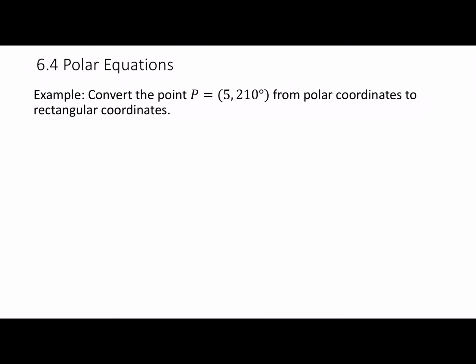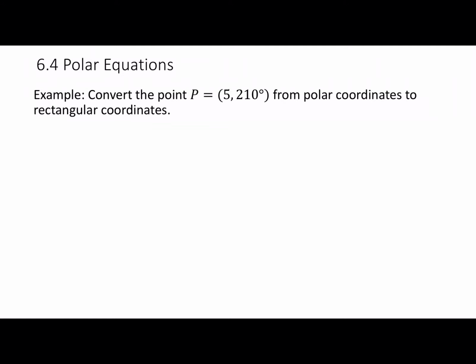What about going in the other direction? So we could use degrees or radians. I want to switch back and forth just to make sure you become comfortable with both. So here I've expressed my point in polar coordinates using degrees. It's 5, 210 degrees, and I want to convert that to rectangular coordinates.